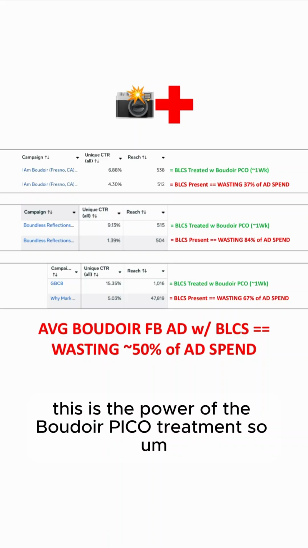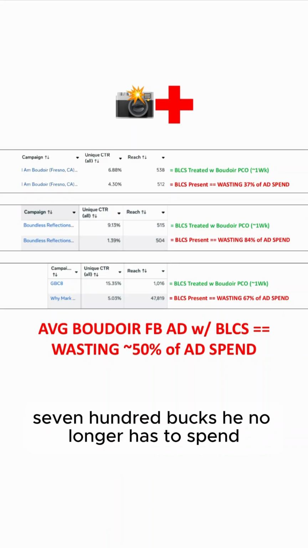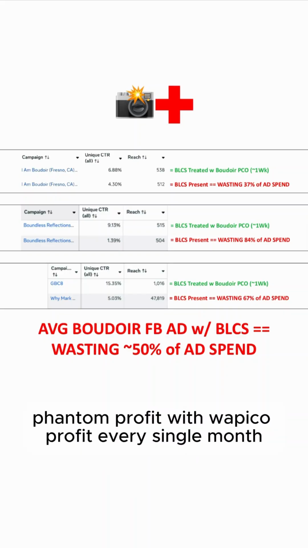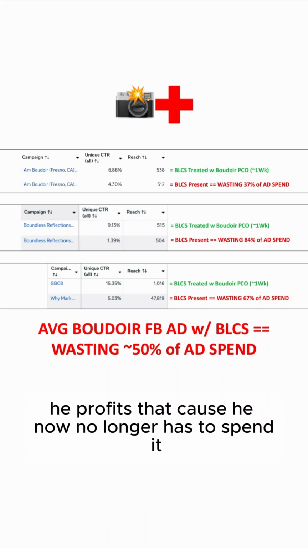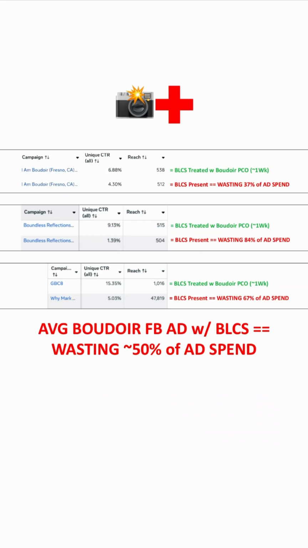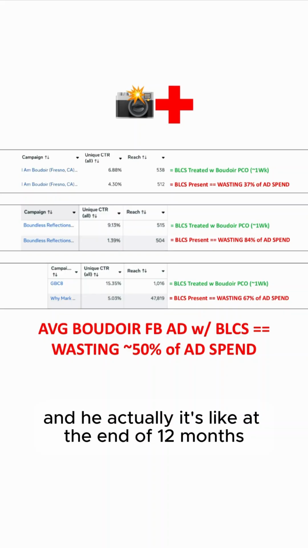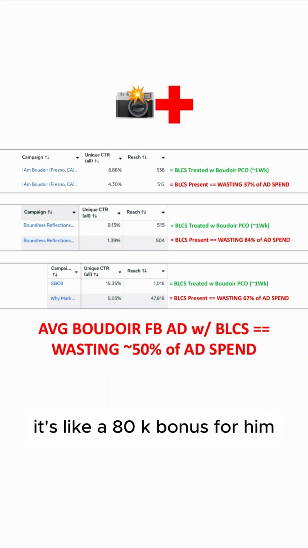And that difference, $6,700 he no longer has to spend, he pockets it. Phantom profit, Boudoir Pico profit. Every single month he profits that because he now no longer has to spend it. And at the end of 12 months, it's like an 80K bonus for him.